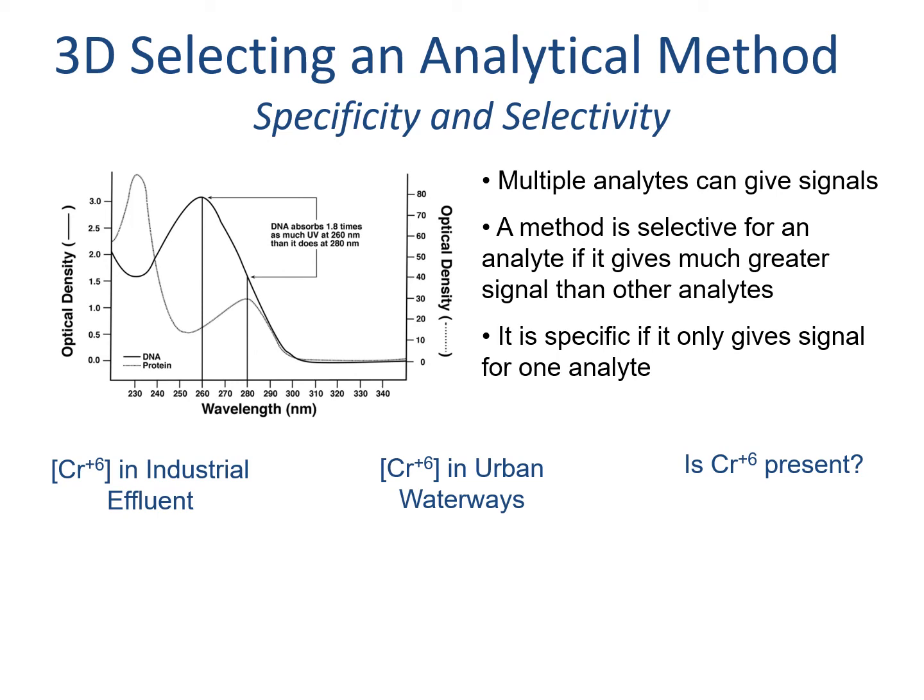But protein also gives a signal at 260 nanometers. Protein absorbance is at its maximum at 280 nanometers, but DNA and RNA also give significant signals. So it's not selective. But we can use both wavelengths together to figure out how much there is of each.